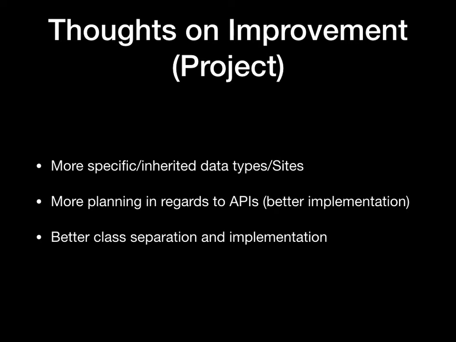So thoughts on improvement in the project, more specific inherited data types and classes and sites. I could definitely generate more stuff and learn more about the user. Probably more planning in regards to APIs. Mine uses geocoding, but it would be nice to implement some latitude and longitude information from the user if I wanted to get very accurate API information. And better class separation implementation.